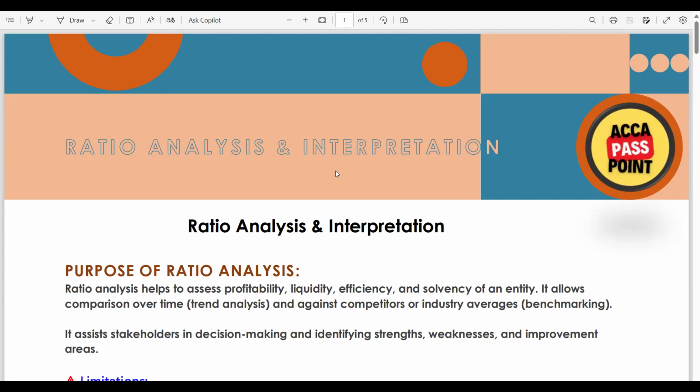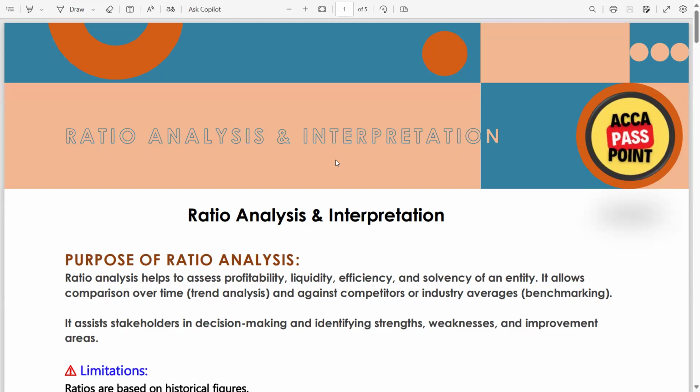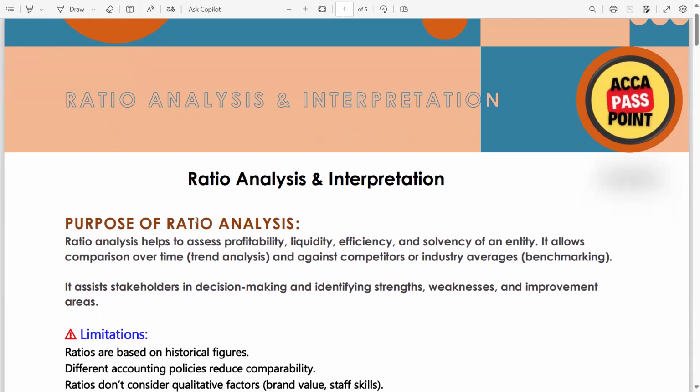So make sure you are attentive, because this is one of the most important topics for your exam. It will be a deciding factor in your exam. Either you will pass or you will not make it in this attempt. So be attentive before starting this lecture. This is ratio analysis and interpretation for F7 or FR students of ACCA.